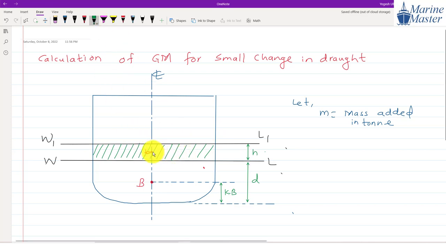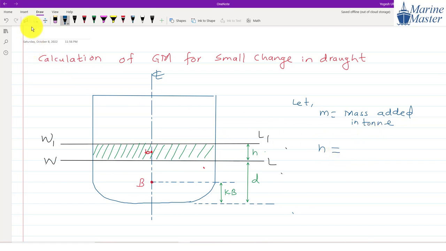So that is exactly h by 2. Guys, can you tell me the relation of small h, the change in draft relation? What will be the relation for change in draft?